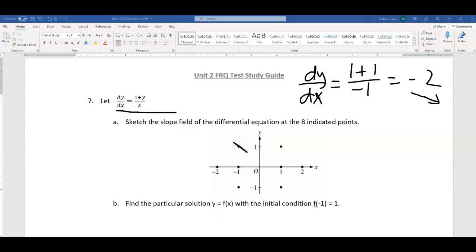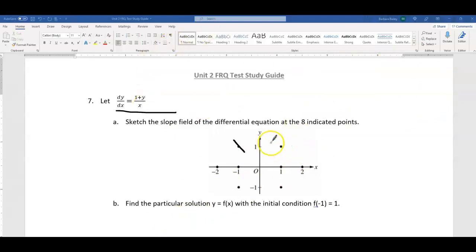That's a negative 1, but this is actually a negative 2. So we want it to be a little steeper than that, so I'll make it look like that. A little bit more than 45-degree angles. All right, so let's do another one, and then I'll let you guys do the rest.